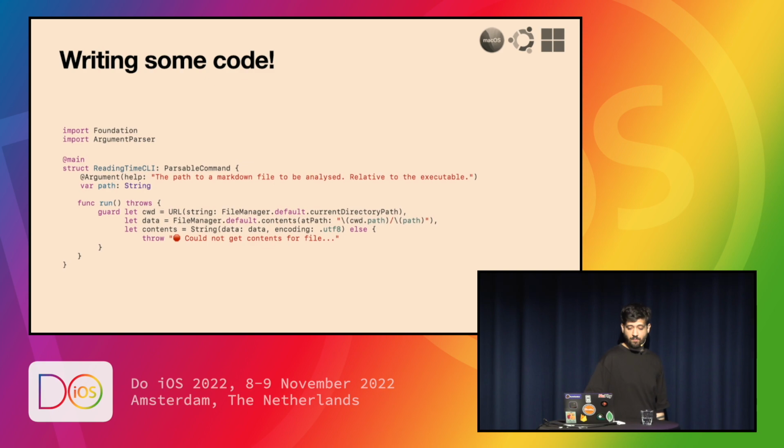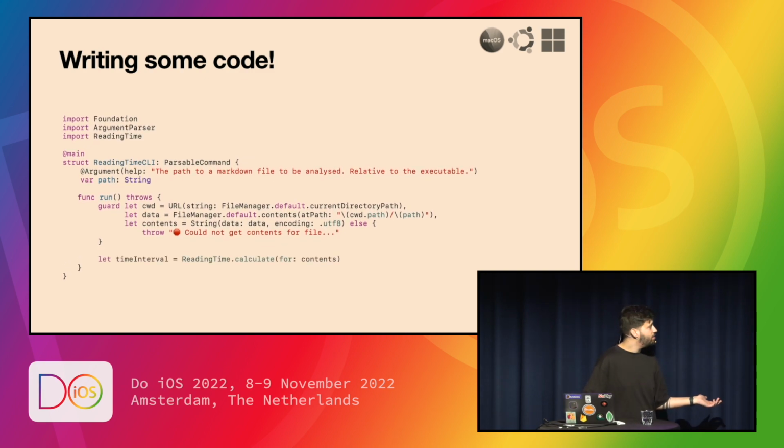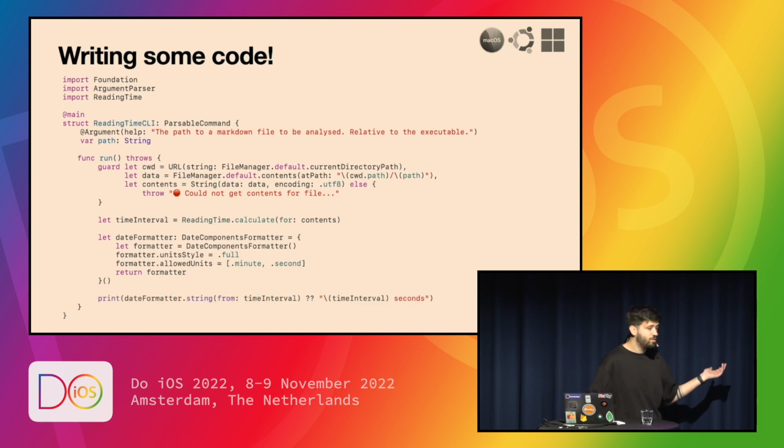Then we import our library, reading time, and we do some calculation. So this time it's just reading time.calculate. So we've absorbed all of that logic of removing emojis, all that sort of stuff is now in a separate package. And we use a date formatter in this case just to print minutes and seconds, and we just print it. And that's it. We've got an executable.